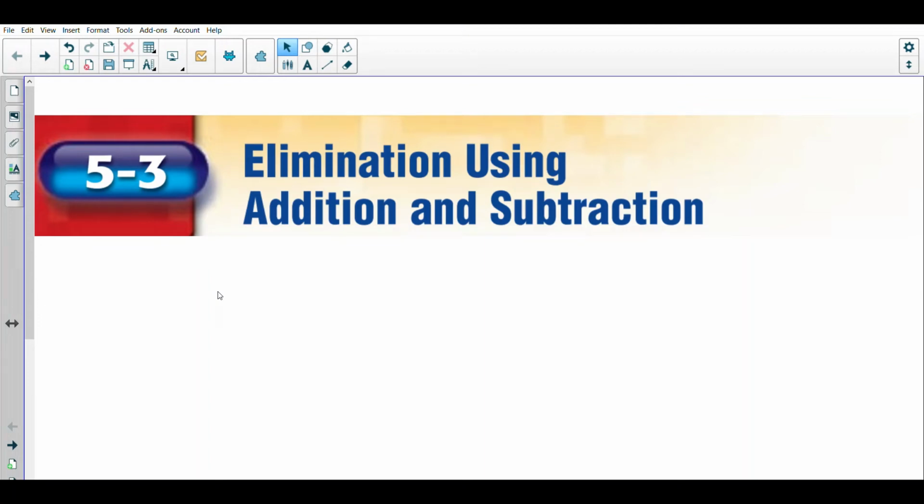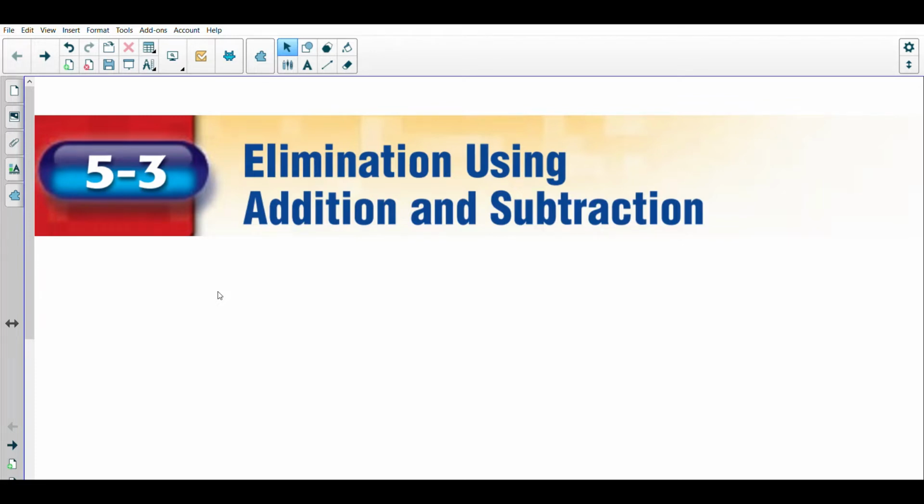In this lesson, we're going to look at the last way to solve a system of equations by using elimination. In this elimination method, we're just going to use addition and subtraction. We will build upon this later, but the method will still be the same, just another step. But today, we're going to look at section 5-3, elimination using addition and subtraction.